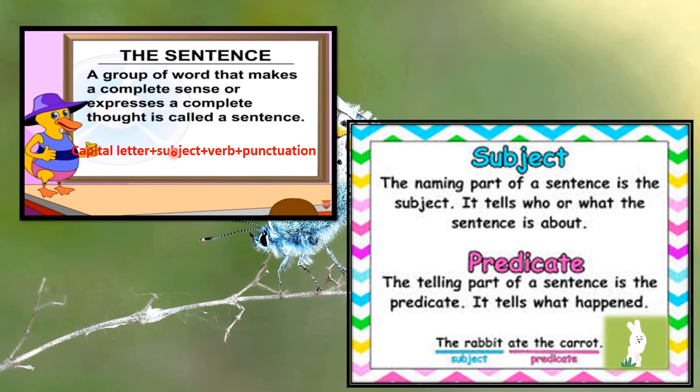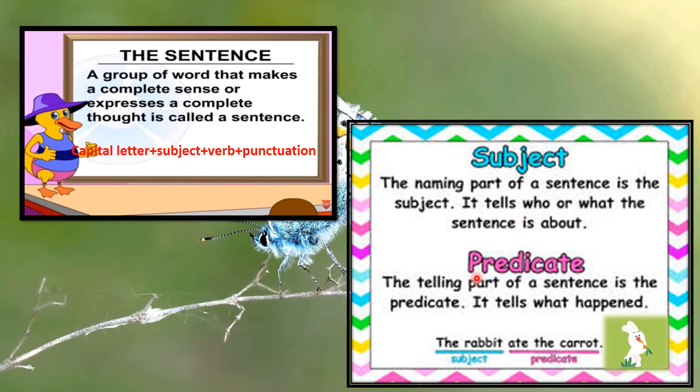Now let's talk about this part, subject and verb. Now here comes the subject. What is a subject in a sentence? The subject is the naming part of a sentence. It tells who or what the sentence is about. Who is in the sentence, what is in the sentence.